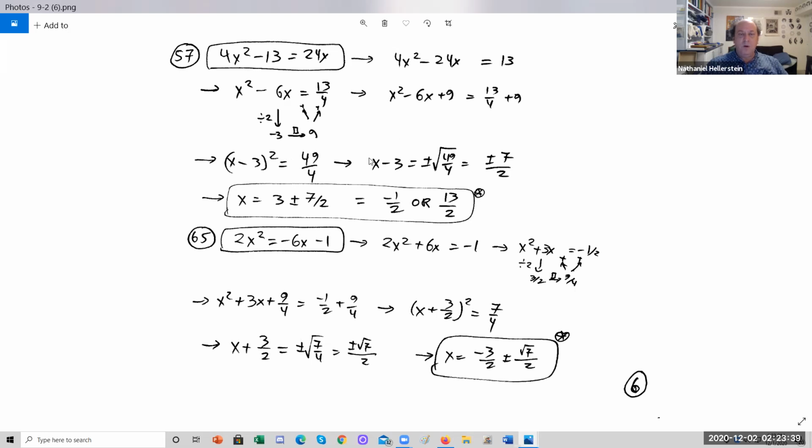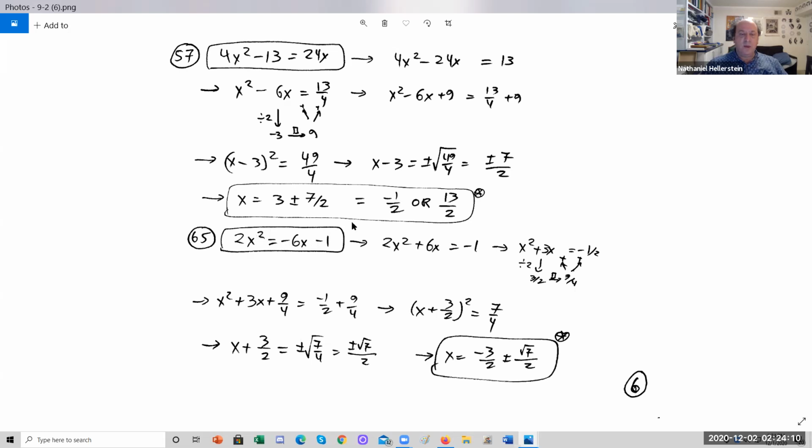So, square roots. x minus 3 is plus or minus root 49/4, which fortuitously comes out to a perfect square. Root 49 is 7, root 4 is 2, so plus or minus 7/2. Add 3 to both sides and get x equals 3 plus or minus 7/2. Or in other words, negative 1/2 or 13/2. These solve this.